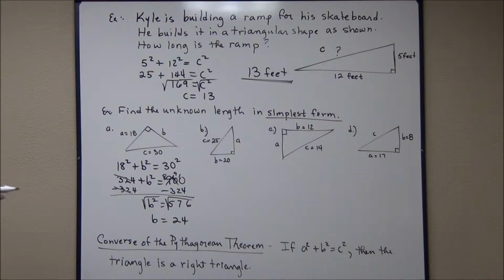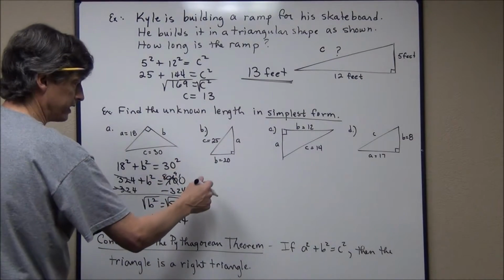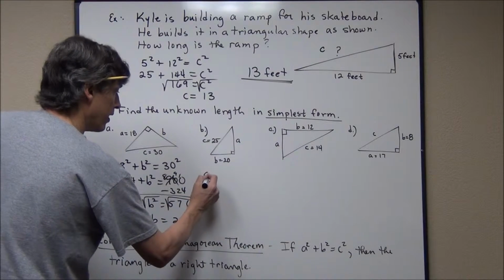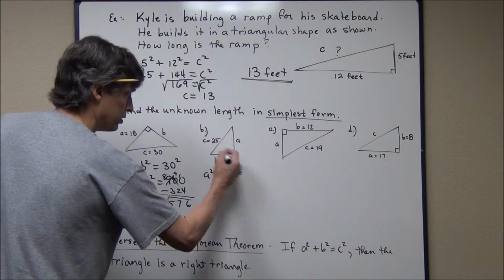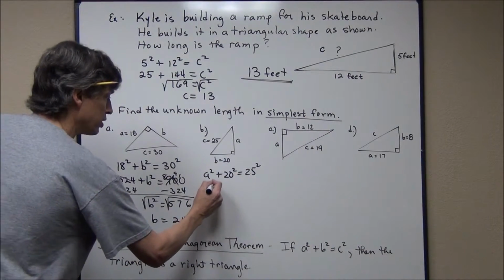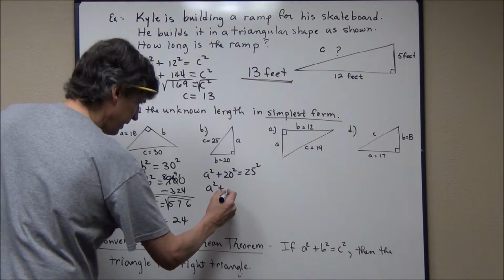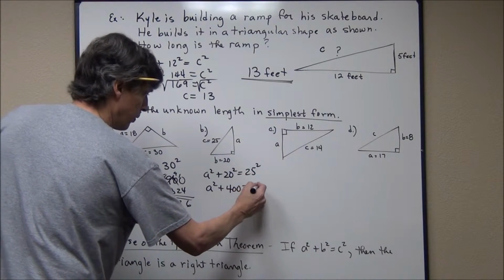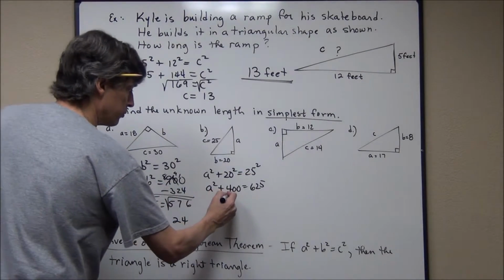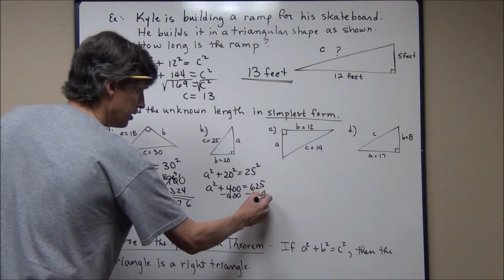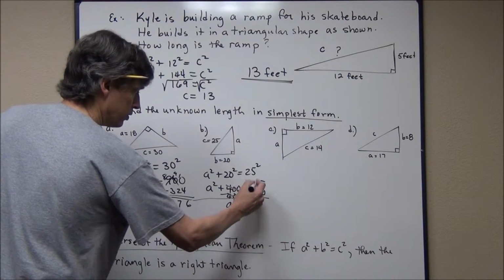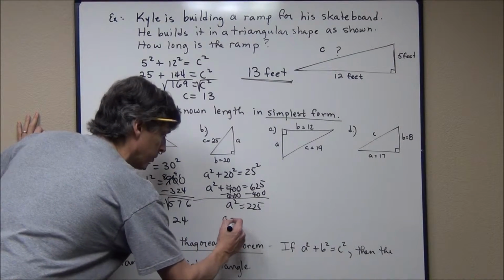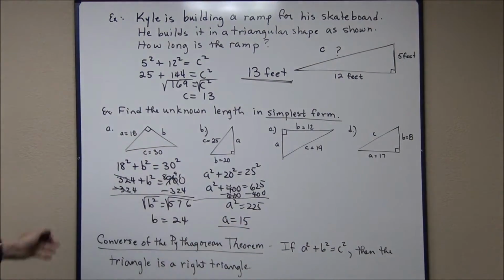576. All right, similarly here with example B, I'm going to find one of the missing sides in the right triangle. In this case it's a. I know that a squared plus 20 squared equals 25 squared. Now 20 times 20 is 400, and 25 times 25 is 625. So if I subtract 400 from both sides, I get a squared is equal to 225, and I like that again. 225 is a perfect square. If I take the square root of both sides, I'll get 15. a turns out to equal 15.